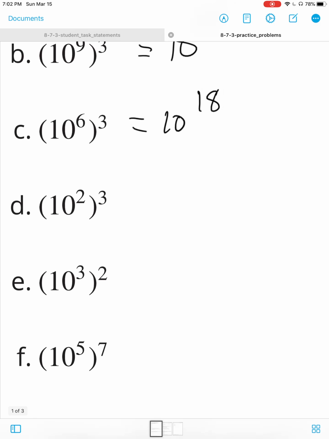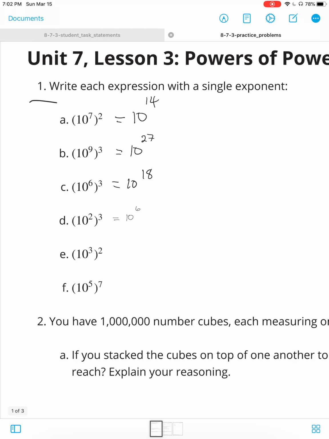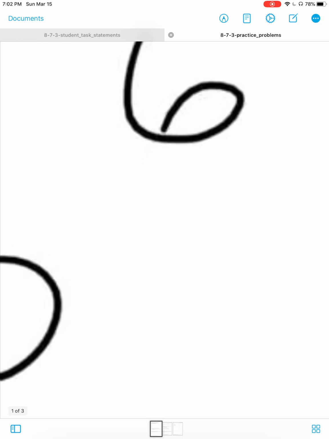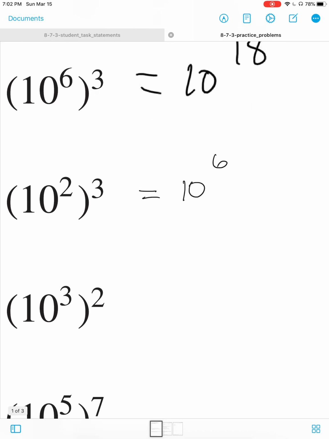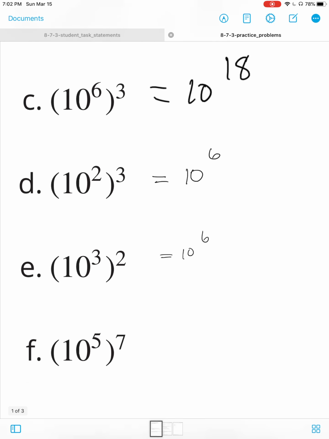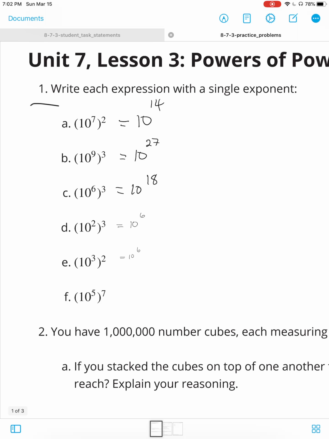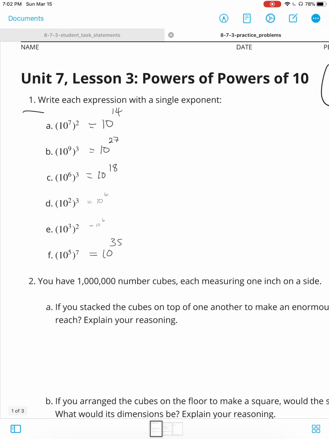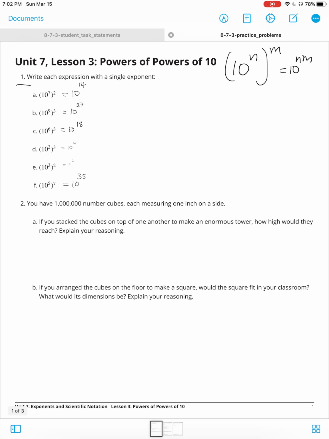Sorry, I'm zooming in. It's easier for me to write. 10 squared to the third power, 10 to the sixth. Notice how it gets less thick. Okay, I'll stop. Well, 3 times 2 is still 6. 5 times 7 is 35. Right? Because we're multiplying the exponents.